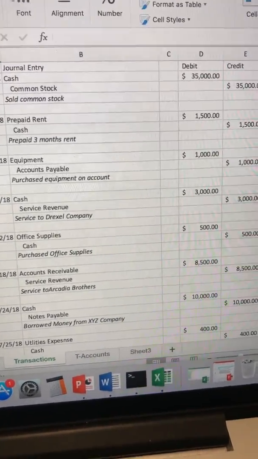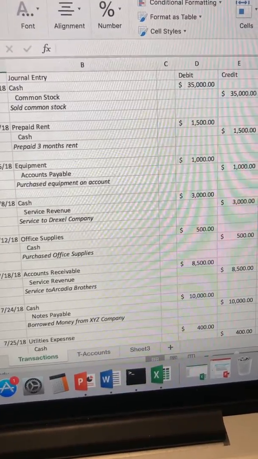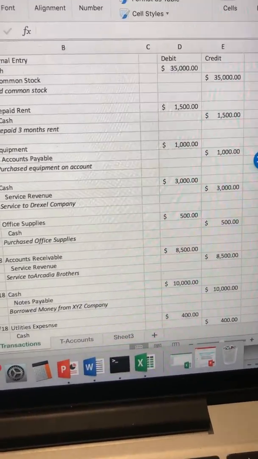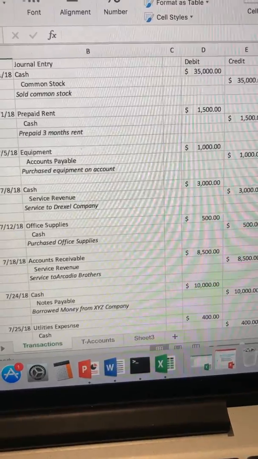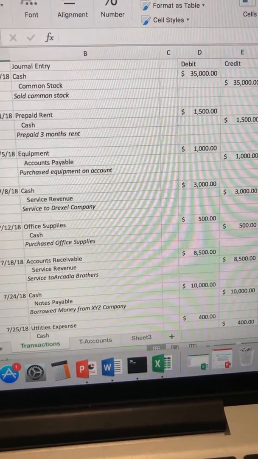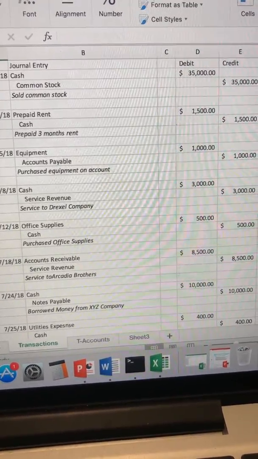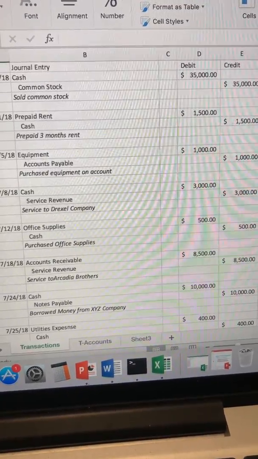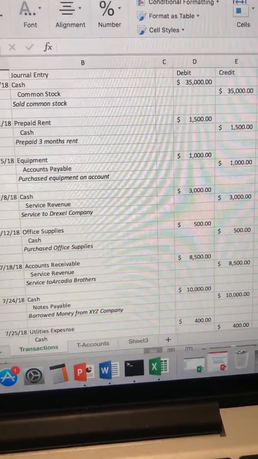For the next step, as I posted yesterday, you want to go ahead and use all these transactions and post them to the T accounts. Do that, watch the video, and hopefully we'll go from the next steps and continue from there.